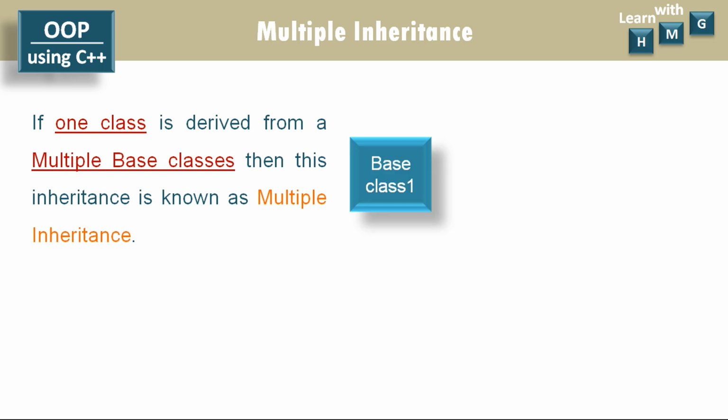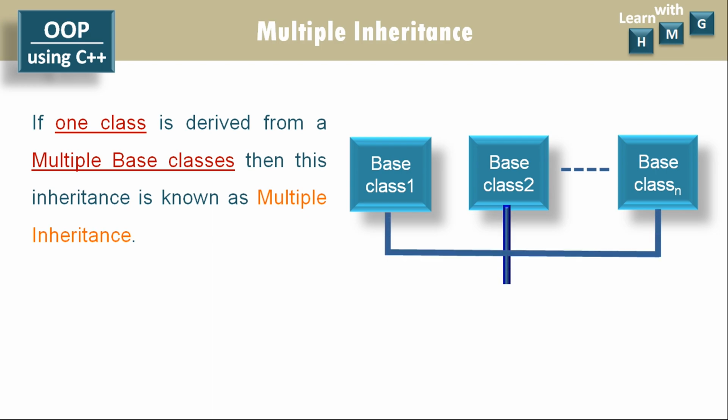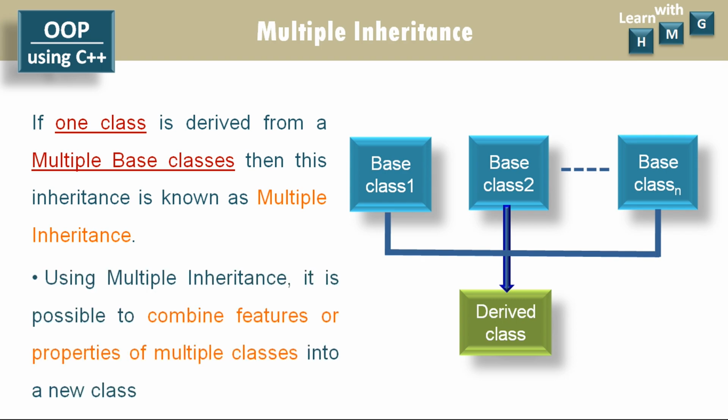So here suppose there is a base class 1, base class 2, and like this there may be n number of base classes, and from these multiple base classes we can derive a single derived class. Such type of structure is nothing but multiple inheritance. Multiple means it is related to multiple base classes. So multiple base classes and single derived class. Using multiple inheritance, it is possible to combine the properties of multiple classes into a single class. Whatever the properties of multiple base classes, that can be combined into a single derived class.